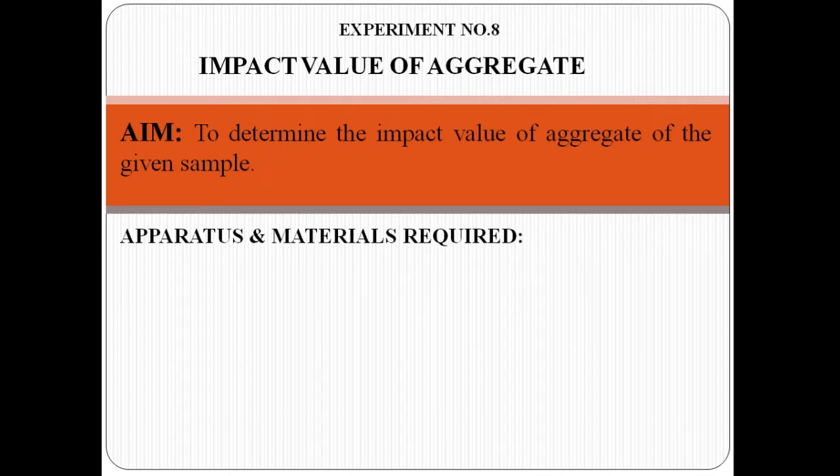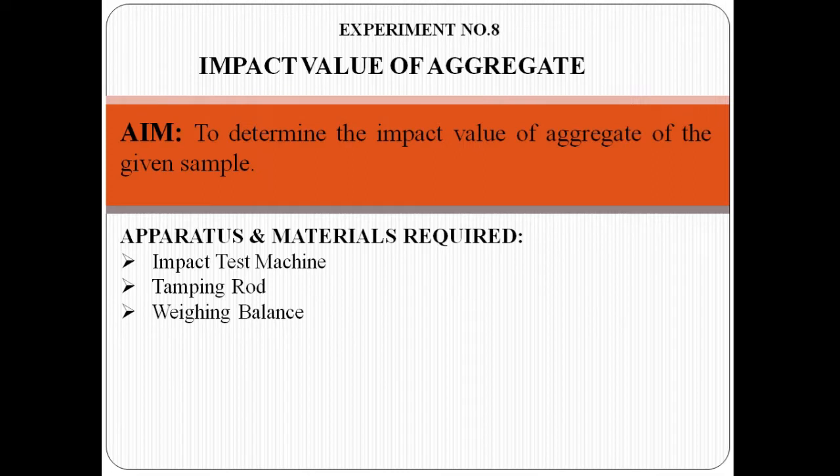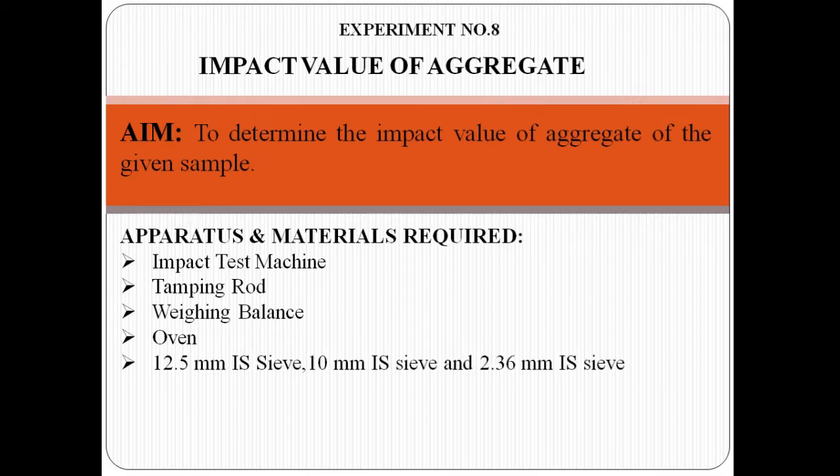Apparatus and materials required: impact test machine, tamping rod, weighing balance, oven, 12.5 mm IS sieve, 10 mm IS sieve and 2.36 mm IS sieve, and aggregate sample.